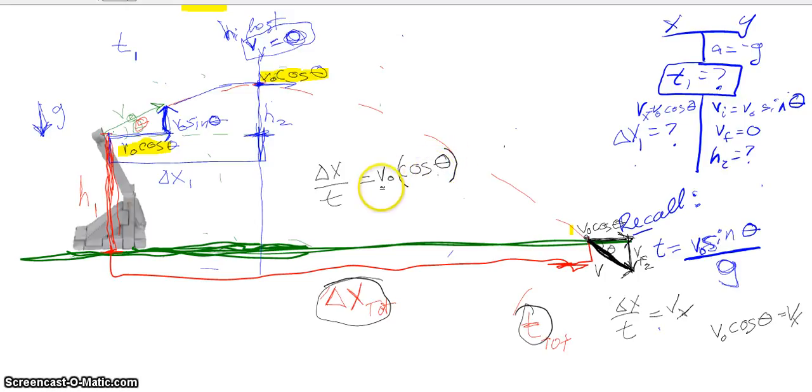So let's just solve this for v naught. I'm going to put this over cosine theta. And those cancel out. And then this, let me extend this, and I'll put time cosine theta. Squeeze that in there. And that totally works. You've got what your v naught is now. So you're good on that.